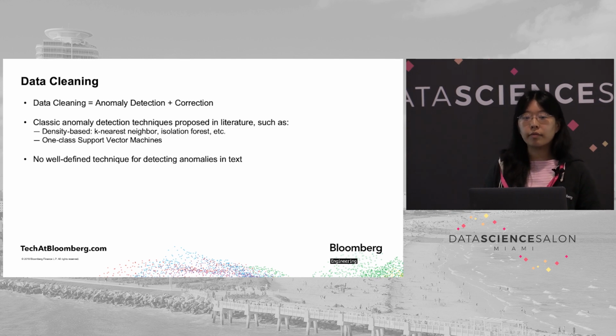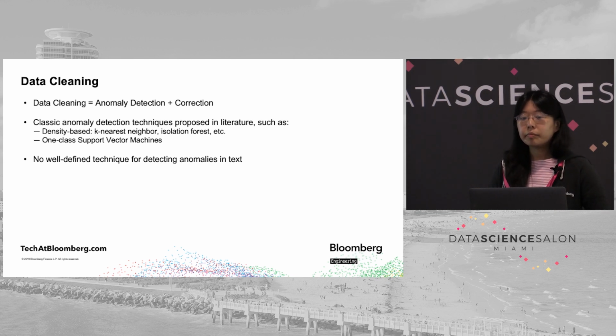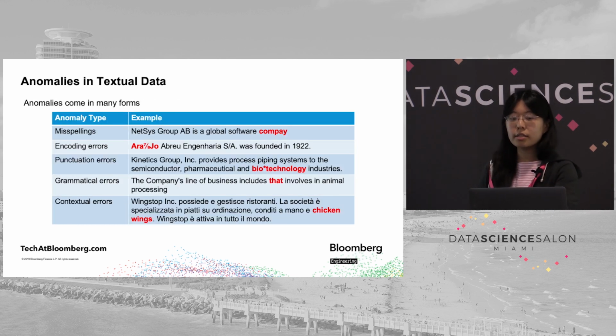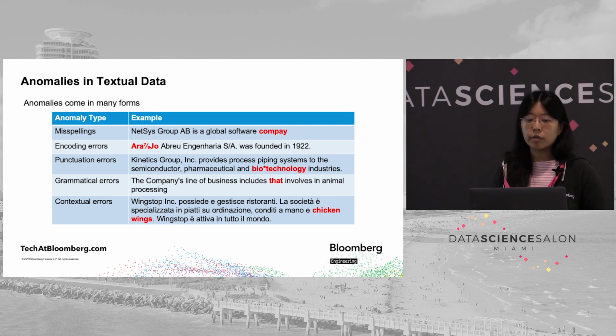We also have another type of technique called the one-class SVM, where you train your model on normal data, and then you classify your test data as anomalous or not depending on how far away it is from the normal data. But for text, there's no well-defined technique for detecting anomalies. One of the main reasons is that anomalies in text come in many different forms: misspellings, encoding errors, punctuation, grammatical, and contextual errors. There's no well-defined format, and any rules-based system just isn't scalable.